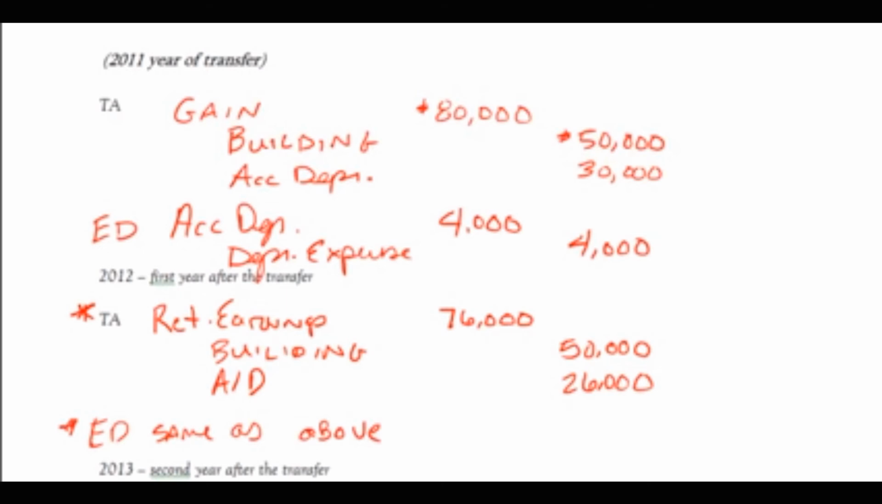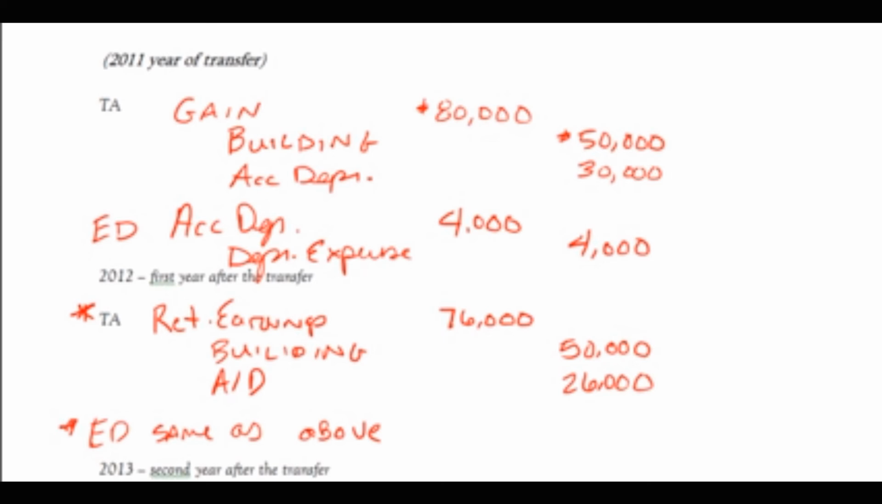Let's pause and see what changed in the TA entry from the first year, which was the year of the intercompany sale, to the next year. Instead of debiting gain, I'm now debiting retained earnings, and the number is slightly different. The number changed from 80 to 76. That's a change of $4,000. That change exactly equals the amount of the ED entry. And again, it's not coincidence.